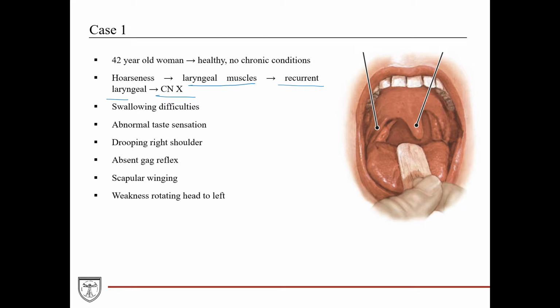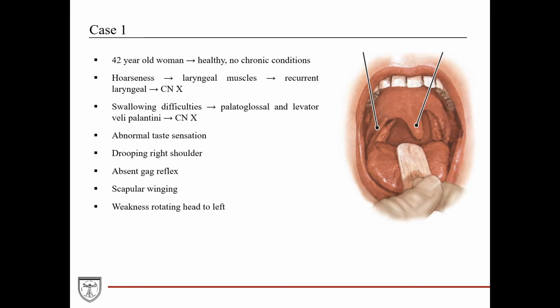So, swallowing difficulties. We want to think about that. Again, that's going to be mainly your palatoglossal and levator veli palatini muscles. And again, these are innervated by your cranial nerve 10, your vagus nerve.